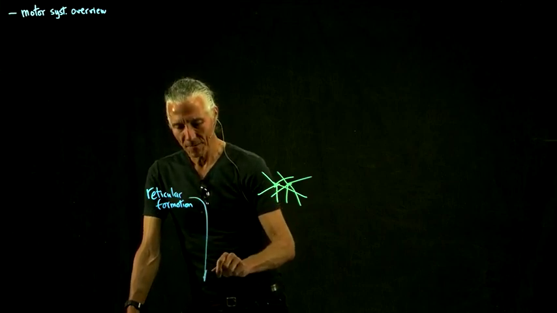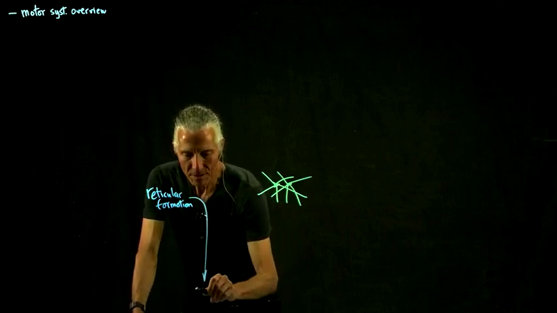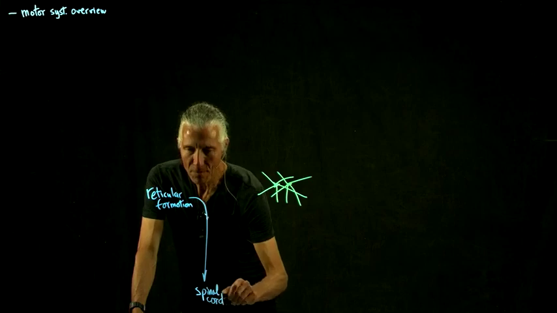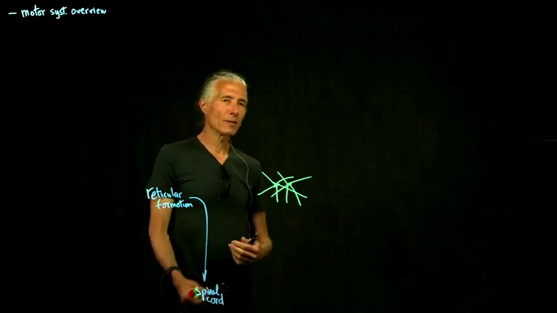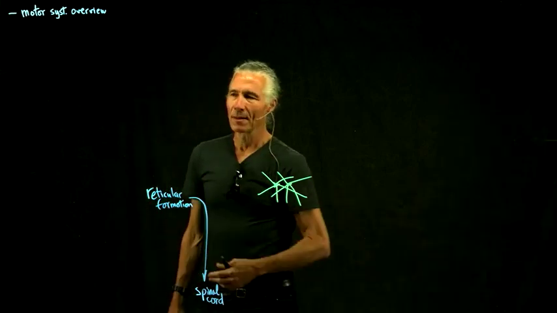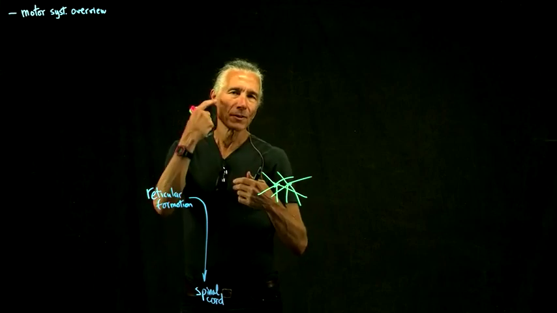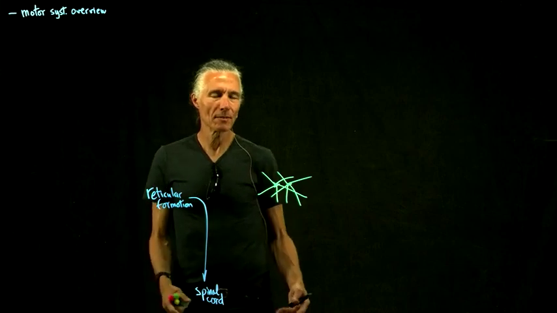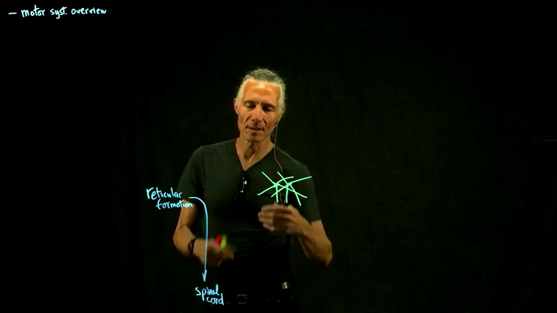And that projects down to the spinal cord, but not just the spinal cord. It also goes to motor nuclei in the brainstem that control things like the jaw. So you have to control the mouth and the jaw and the face and the neck and stuff like that. So it's not just the feet and the hands, but it's parts of the face also.